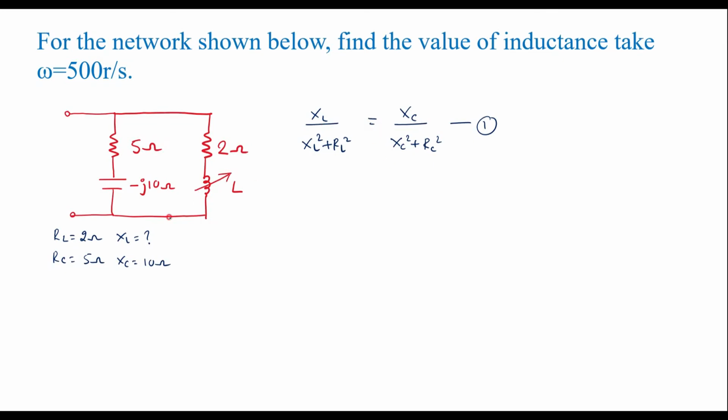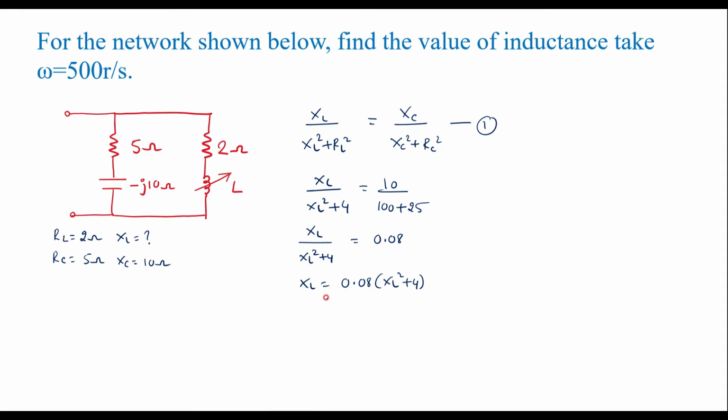Let's substitute the same thing here. XL is unknown, XL divided by XL square plus RL value is 2, that is 2 square is 4, is equal to XC value is 10 divided by XC square is 100 plus RC value is 5, that is 25. So simplifying this, XL divided by XL square plus 4 is equal to 0.08. Simplifying this, XL is equal to 0.08 into XL square plus 4.